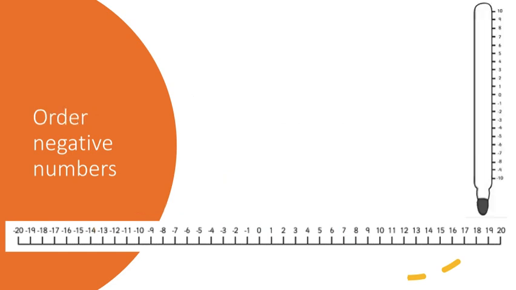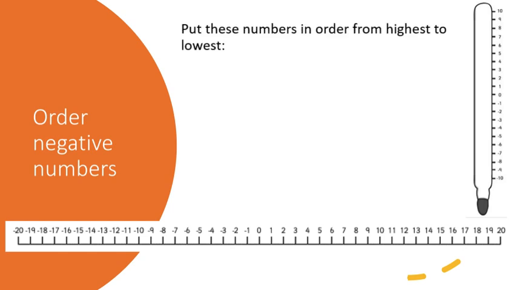On to session 2. Ordering negative numbers. So I put these numbers in order from highest to lowest. Always worth underlining the highest to lowest just to remind us to double check at the end again. Here are the numbers. Have a go.